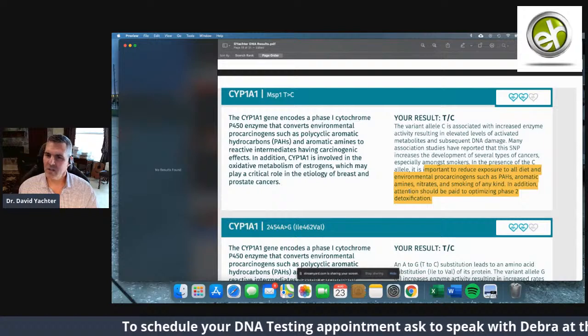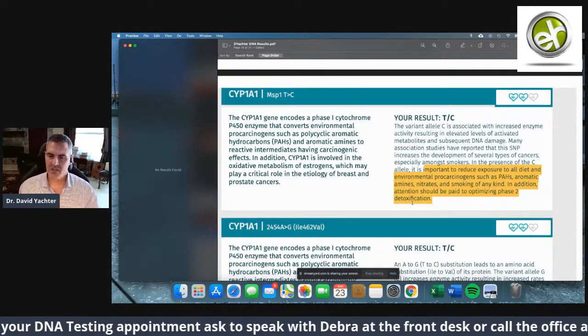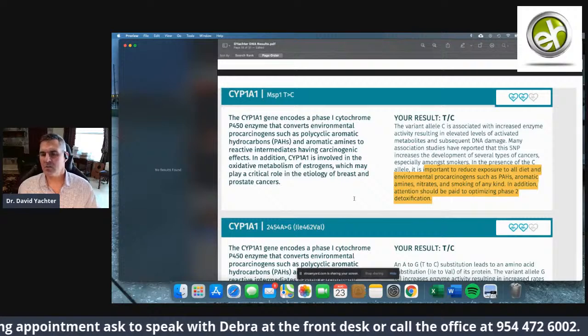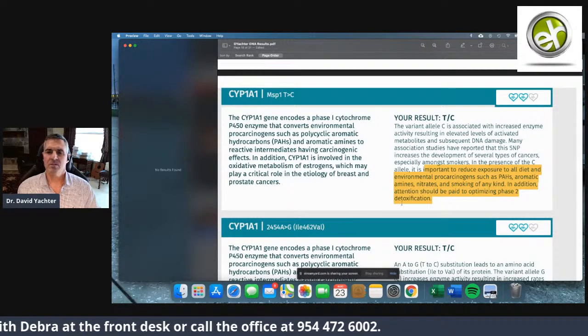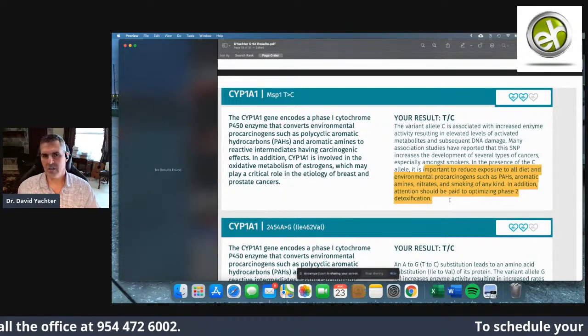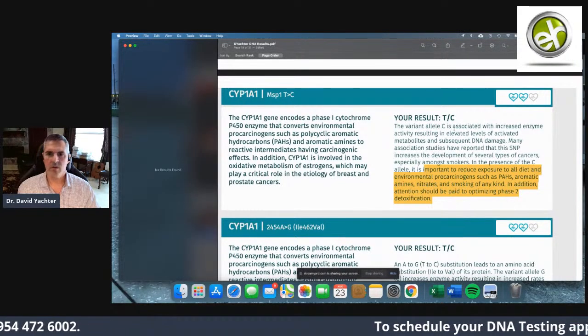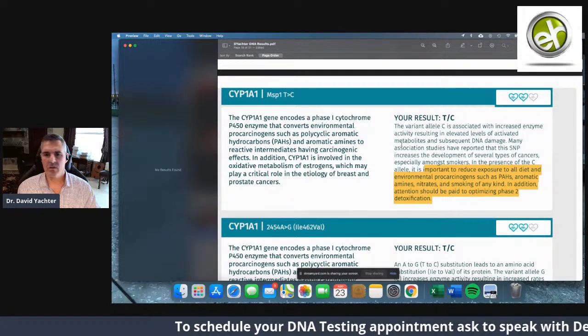In addition, attention should be paid to optimizing phase 2 detoxification. That's why very often in our detox workshop, I recommend the complete clean shake, because that's what it does. It boosts phase 2 liver detoxification and would be a good support for an individual who has this type of gene risk profile.